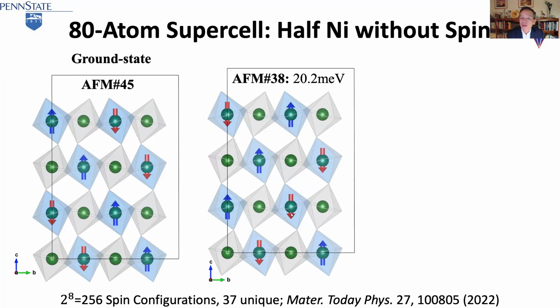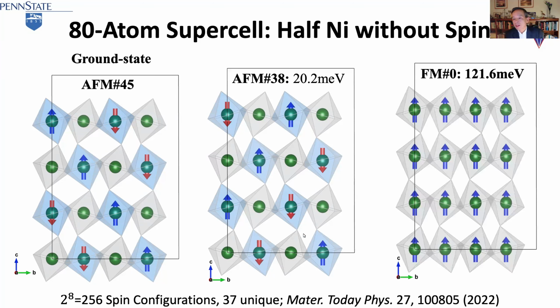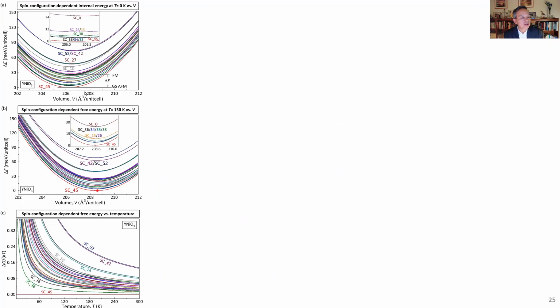We can calculate the energy. Another one is the FM state, the ferromagnetic state, which is much higher, 21.6 MeV higher than the ground state. So now we have these 37 of them, and we can calculate all the total energies. Number 45 has the lowest energy. FM is up here. Of course, I have some other high energy ones. And then we calculate the energy.